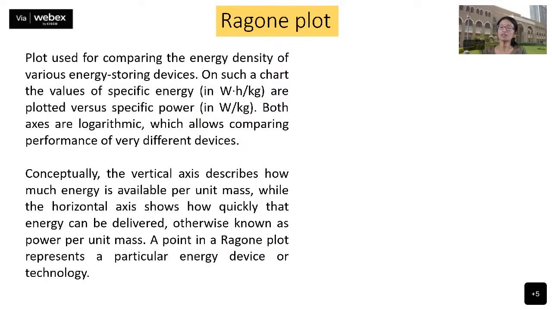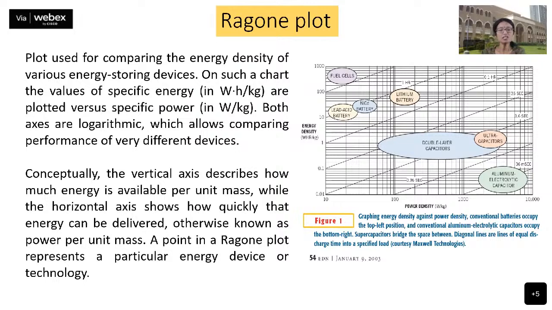So generally, when we are talking about a battery, or any electrochemical storage device, we have two important properties to check: one is the energy density, and the other is the power density. This is generally expressed using what is known as the Ragone plot. So what is this Ragone plot?